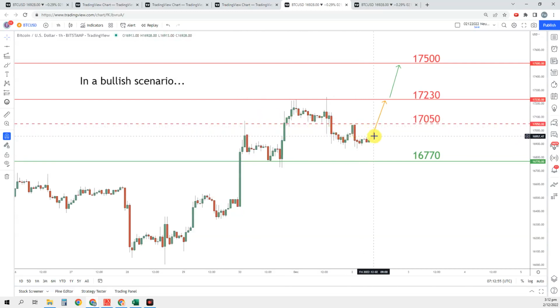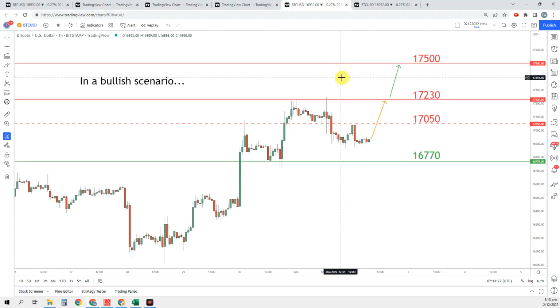So if the bulls want to proceed to the 17,230 area, which is where we will confirm a bullish move, they have to first take out this 17,050 level. Okay, once they take out the 17,050, 17,230 will be the next challenge, and once we surpass it, it is likely that the bulls will be able to move higher to 17,500.